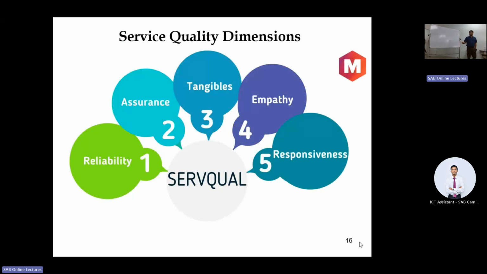These 5 dimensions are the most commonly used quality dimensions in business service quality: reliability, assurance, tangibles, empathy, and responsiveness. That model is called the service quality model, SERVQUAL. Just hearing of it is enough. What's the name of this model? SERVQUAL, the service quality model. That has 5 dimensions.